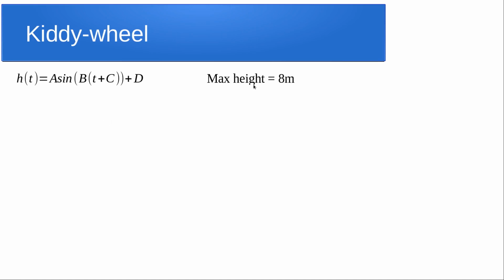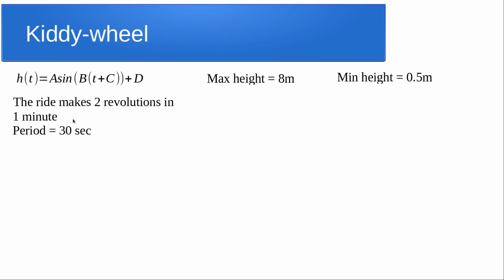Okay, we know the maximum height. We know the minimum height. We recorded those last time. We also know that the ride takes 2 revolutions in 1 minute, which means it does 1 revolution in 30 seconds. Now remember, it starts at the bottom, it gets back to the bottom in 30 seconds, which means the time to the first maximum, the first time it gets to 8 meters, is 15 seconds.